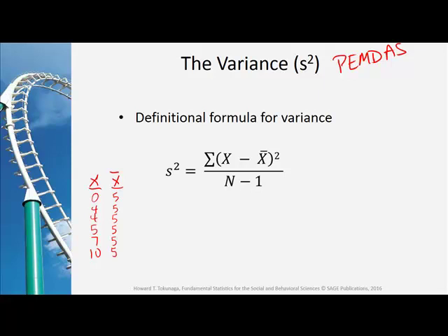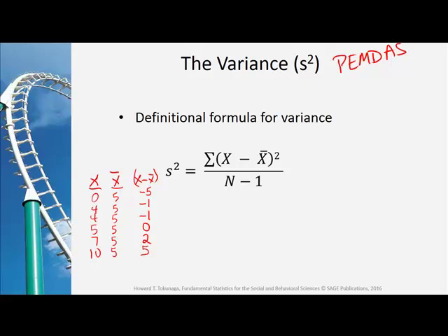Next step, subtract these two numbers. So I'm going to create a third column here. That's x minus x bar. What is 0 minus 5? That's a negative 5. 4 minus 5 is a negative 1. 5 minus 5 is 0. 7 minus 5 is 2. And 10 minus 5 is 5. The difference from the mean.